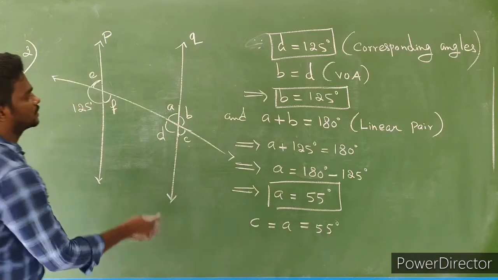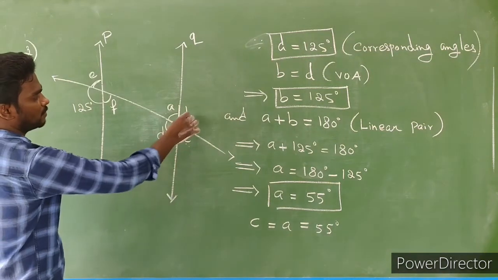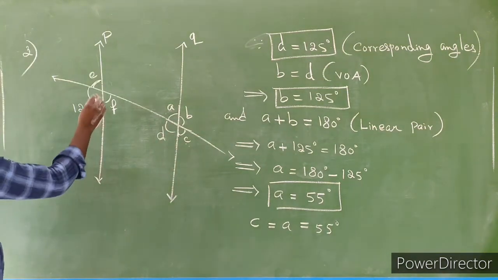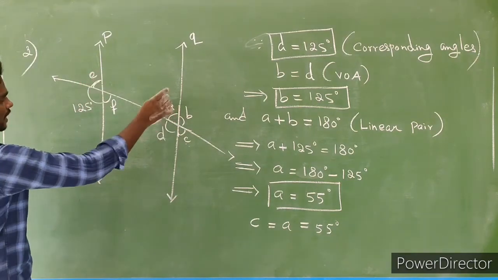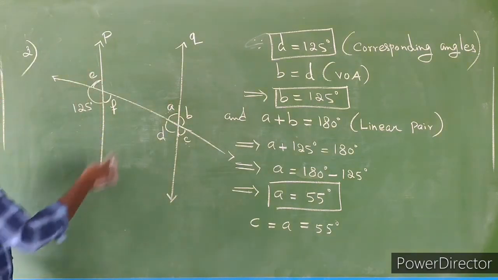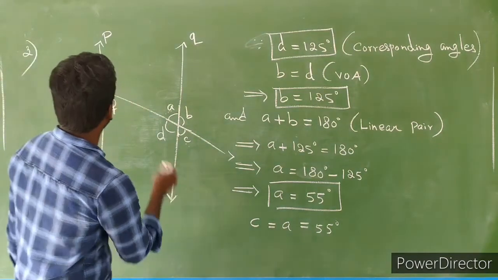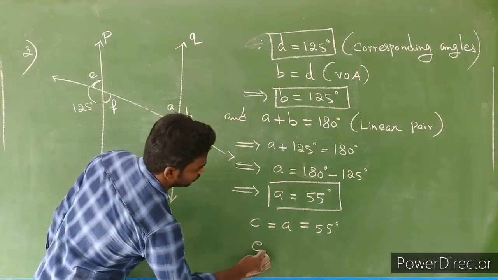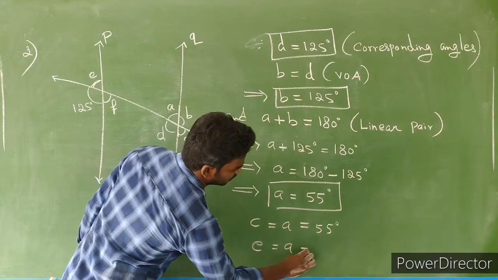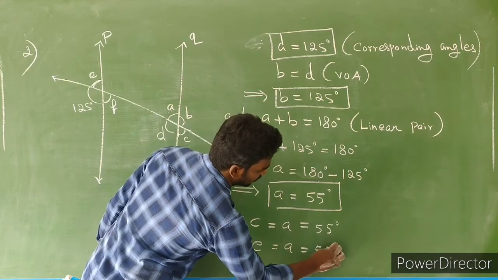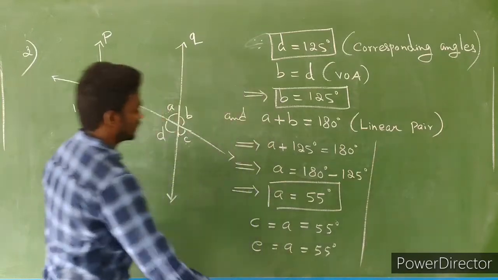So, we found C also. C is equal to A and B is equal to D. Next, what is angle A and E? Angle A and angle E are the same measure because these two angles are corresponding angles. So, angle E is equal to angle A is equal to 55 degrees. So, what are the other angles?